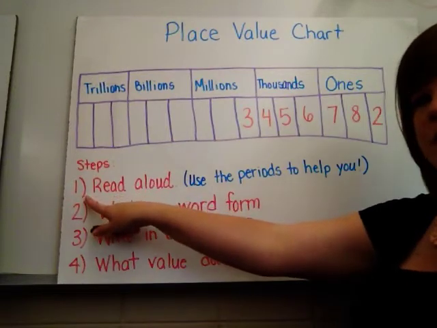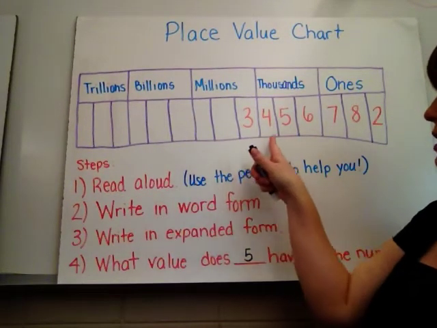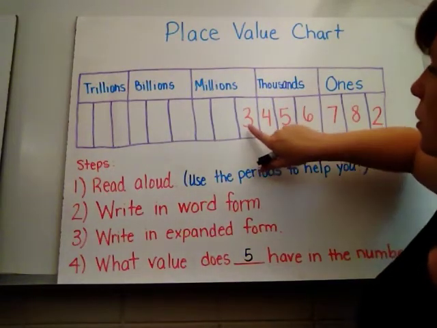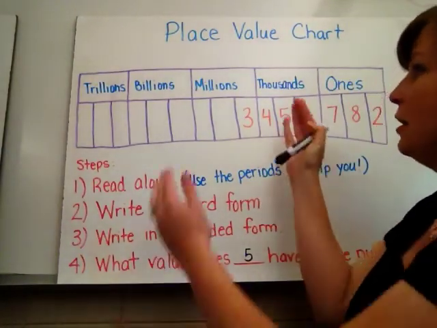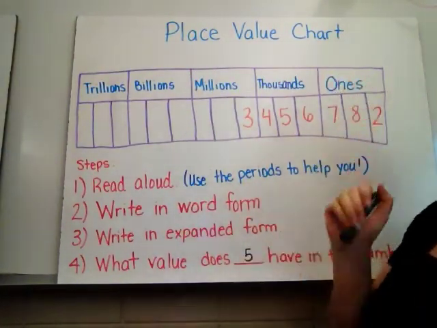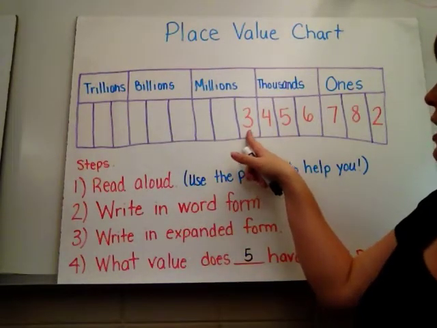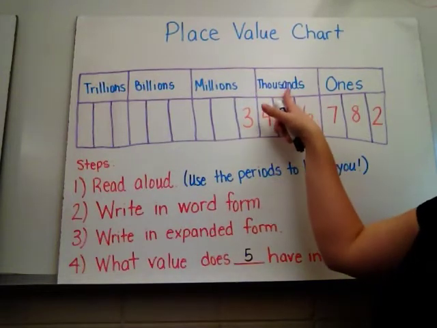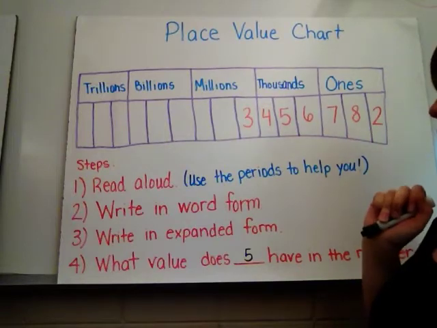So our first step is to read the number aloud. I've written this number right here. Use the periods to help you. When I say period, I don't mean our punctuation period, I mean each section and what it's named. So this number is 3,456,782. So I've read that aloud.